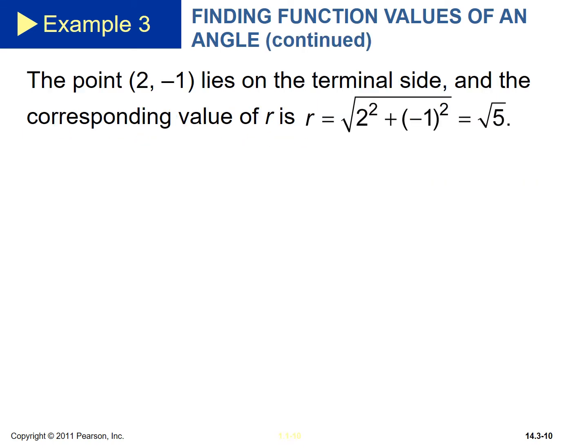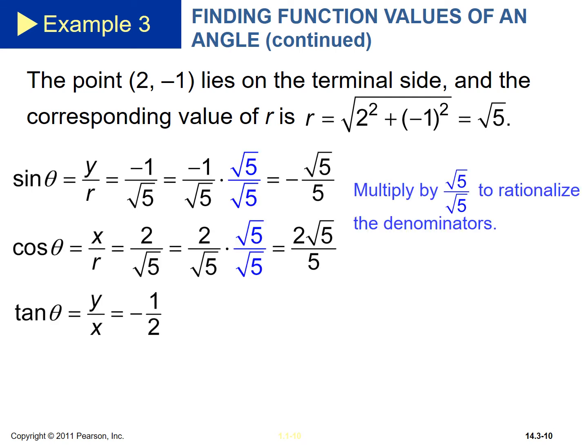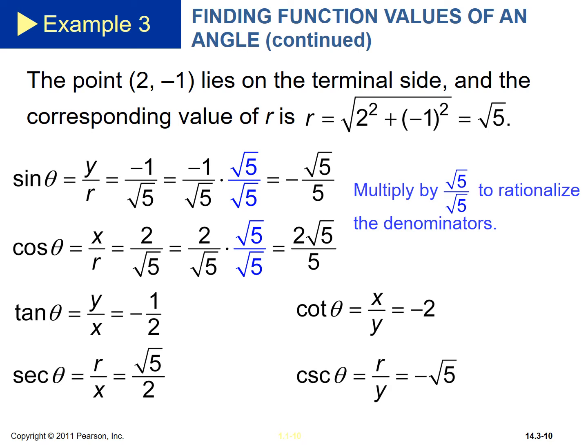Since 2, -1 lies on the terminal side, the corresponding value of r is the square root of 2 squared plus -1 squared, so square root of 5. That's the length. So we end up with sine as y over r, which would be -square root of 5 over 5. And you've got to rationalize the denominators. Don't forget to do that.